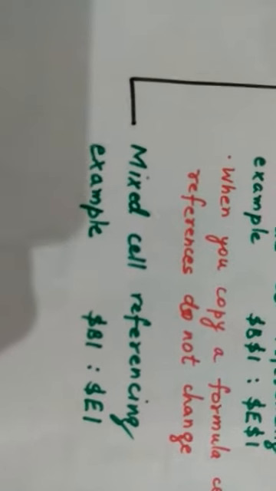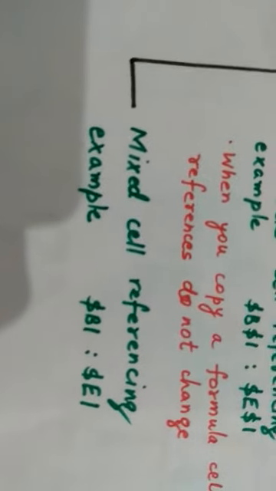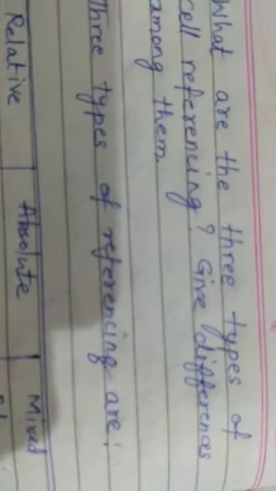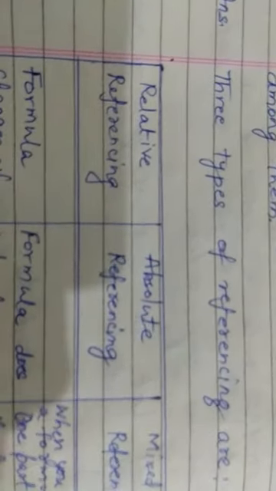Now let us discuss question number 4C of your exercise. Question number 4 is as follows: What are the three types of cell referencing? Give differences among them. You can write the answer like this. Three types of cell referencing are relative cell referencing, absolute cell referencing, and mixed cell referencing.